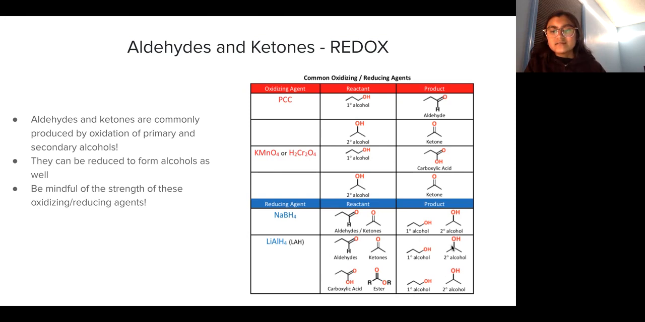And yeah, LiAlH4 can reduce a carboxylic acid to make an alcohol, but NaBH4 wouldn't be able to do that. So this table is very important for sure.